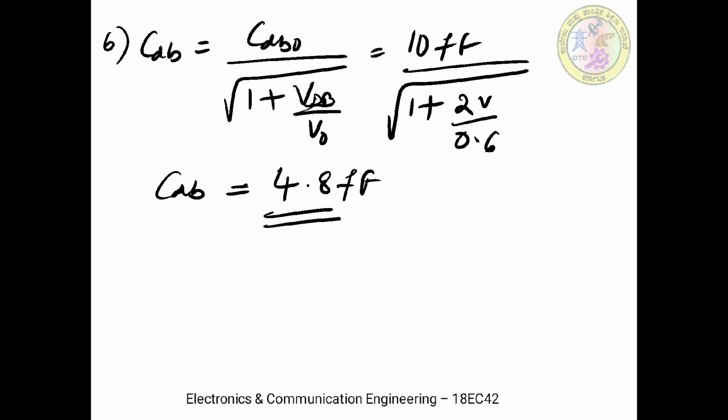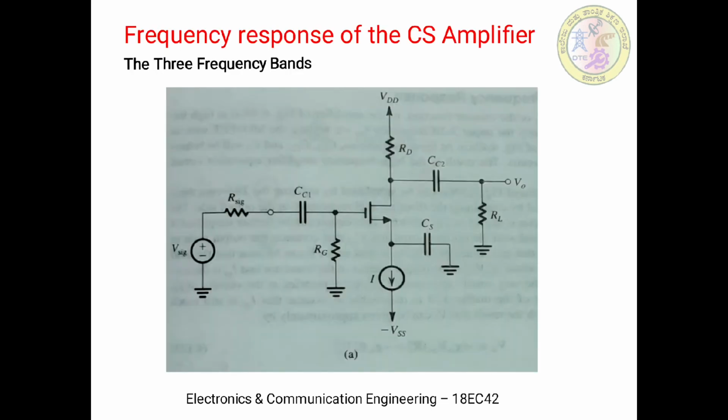So therefore with this we come to the conclusion of the discussion regarding the capacitive effects. So next what we have is the frequency response of the common source amplifier. Under the frequency response of common source amplifier, we are going to discuss as a first topic the 3 frequency bands.